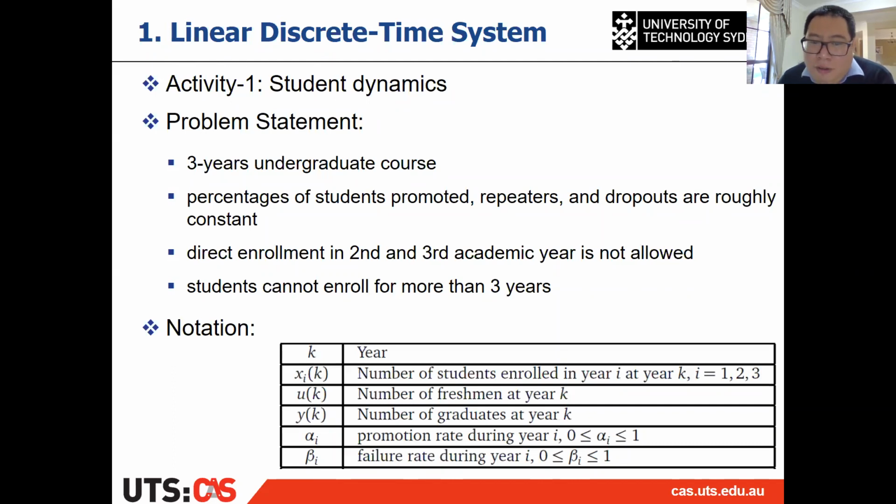And alpha_i is the promotion rate during academic year i. So which means alpha_1 is the promotion rate in academic year 1. And alpha_3 is a promotion rate, it's a graduation rate from year 3. And beta_i is the failure rate during year i. And you also have beta_1, 2, 3 as well, right? Those are the notations, and try to formulate this linear discrete time system by yourself.